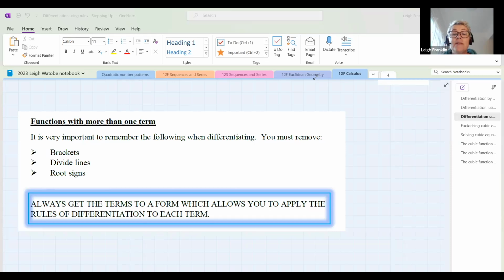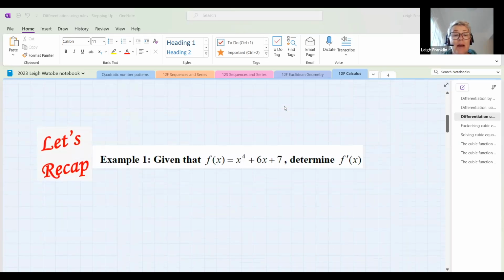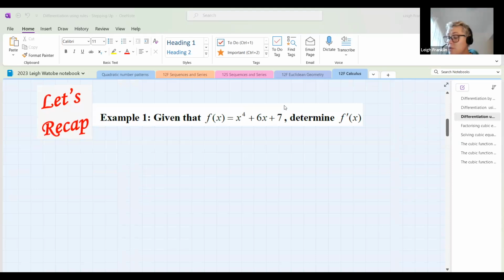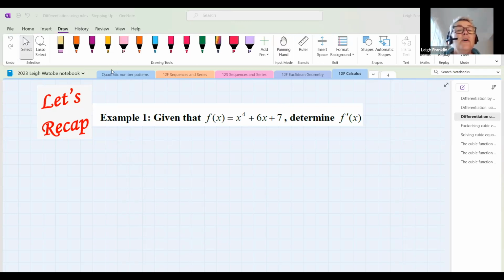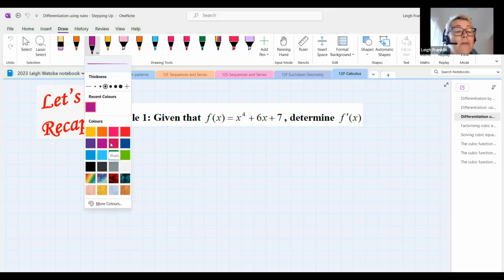All right, so let's jump in and just go back to something simple that we were talking about last week. We're not going to hang around with this too much because I want to get on and do the more difficult questions with you. If they give us an expression like x to the power of 4 plus 6x plus 7, and they ask us to find the derivative of f, we can see that every single term is written in the way that we want it. So sign, number, variable, variables in the numerator, and our exponents are clear. So that means we are ready to find the derivative.